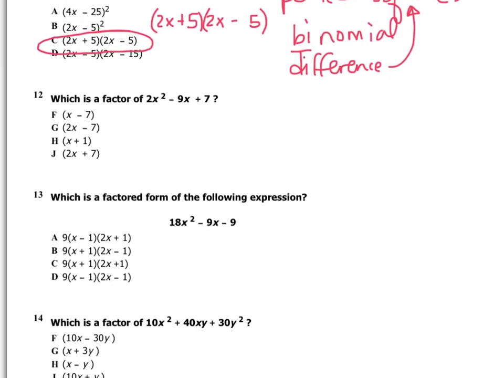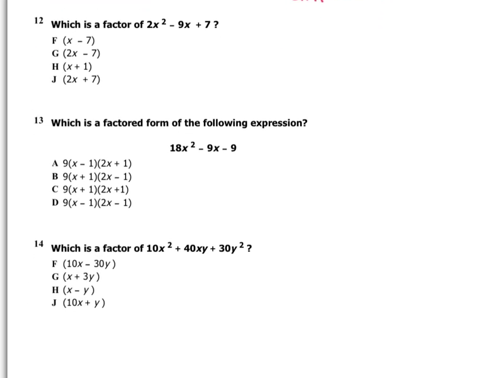Next, number 12. What is a factor of 2x squared minus 9x plus 7? Now, this is kind of a dirty little trick that they pull on us. You have to be able to factor the whole thing. You cannot just kind of factor it. You should not be guessing. So we do have to factor this to figure this answer out.